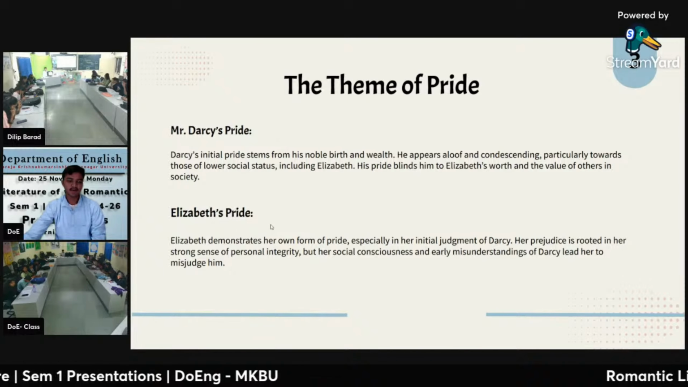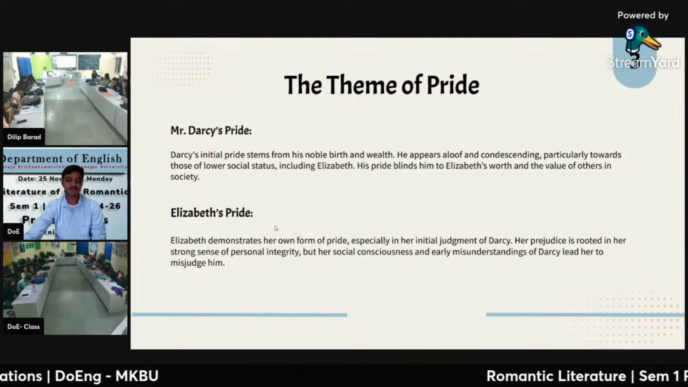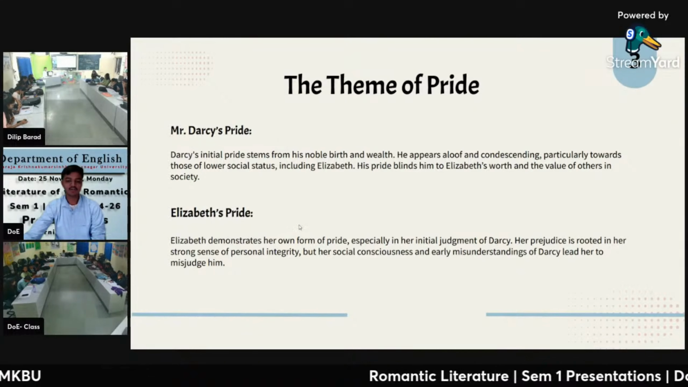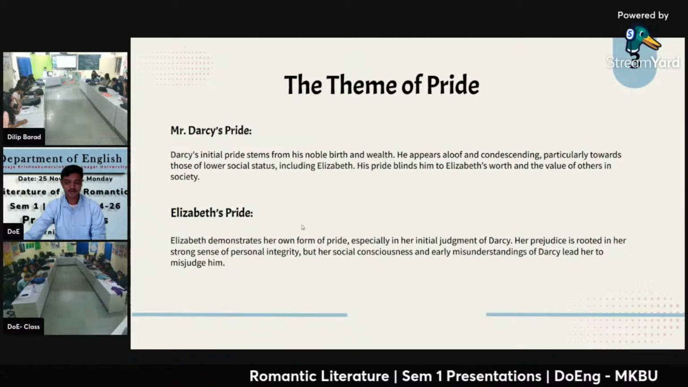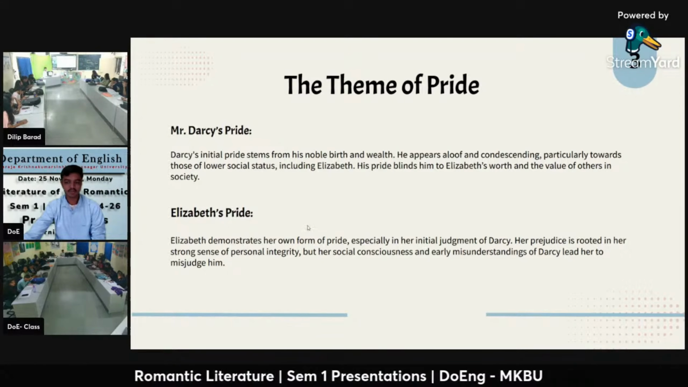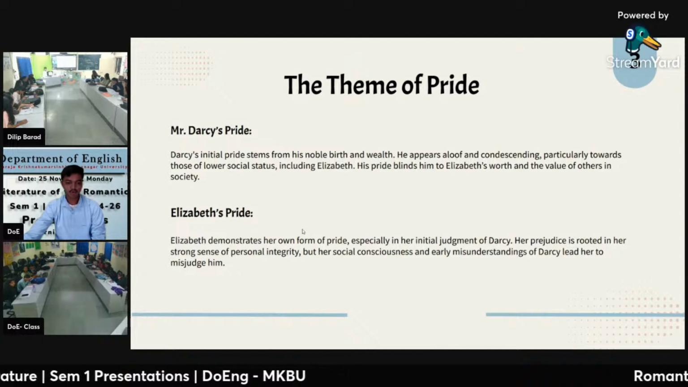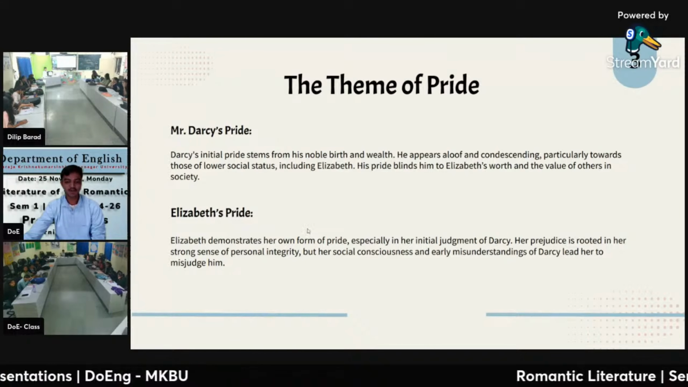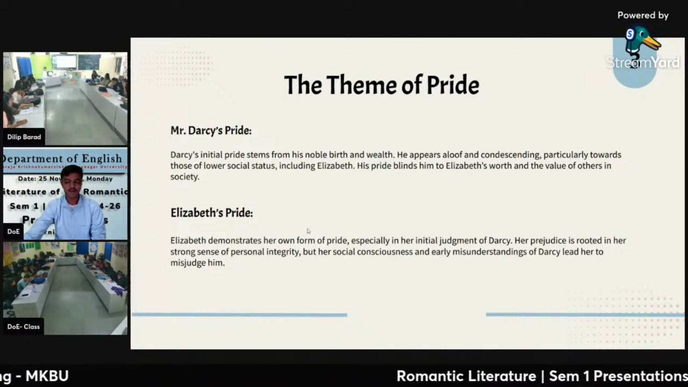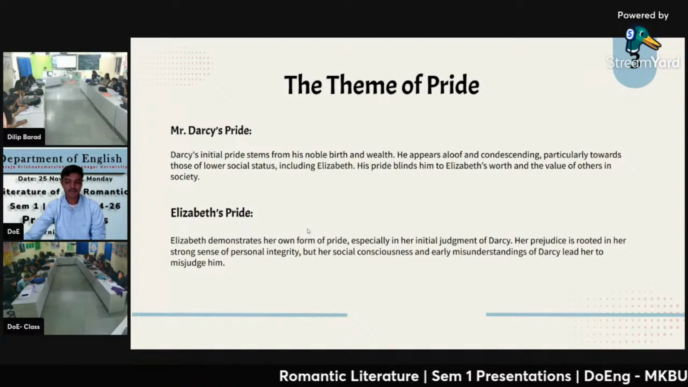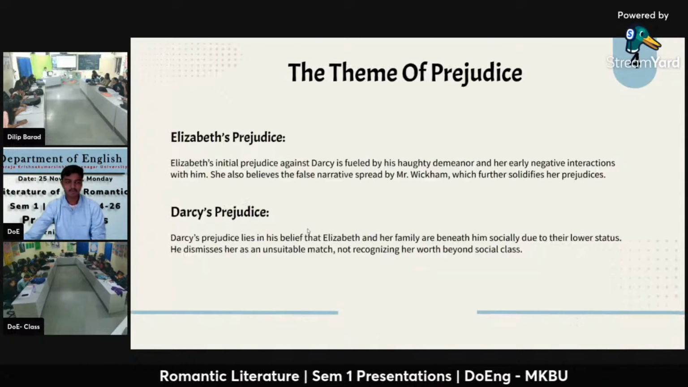Now, Elizabeth's pride. Elizabeth demonstrates her own form of pride, especially in her initial judgment of Darcy. Her prejudice is rooted in her strong sense of personal integrity, but her social consciousness and early misunderstandings of Darcy lead her to misjudge him.